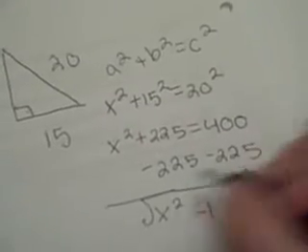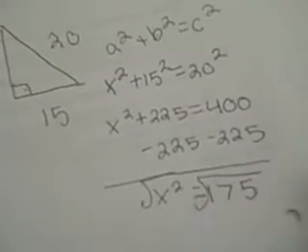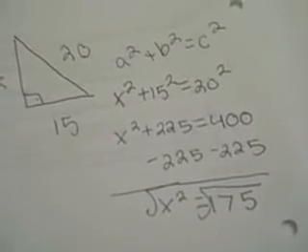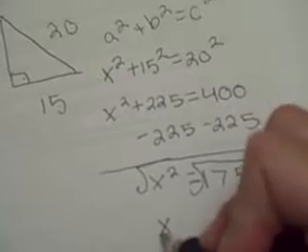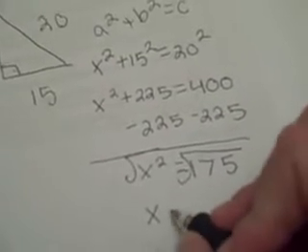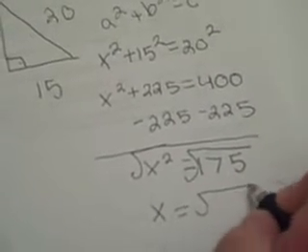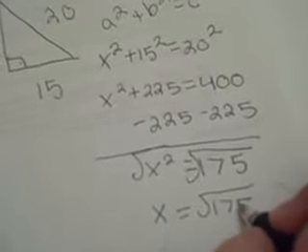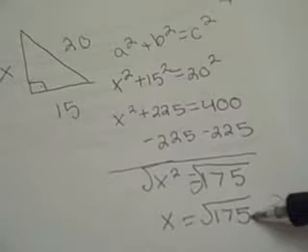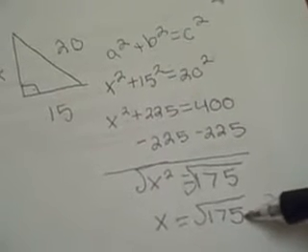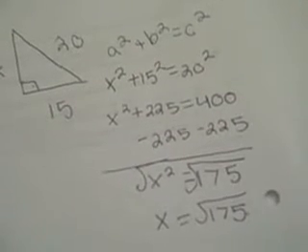Our last step is going to be to take the square root of both sides. On the left side, that would leave us with just x, and then we would have x is equal to the square root of 175. This does not have a whole number solution, so we're going to leave it just like this.